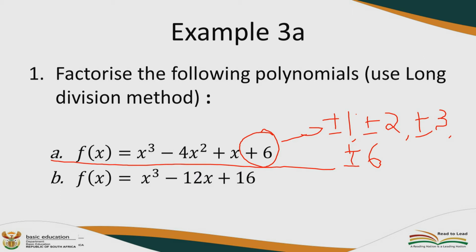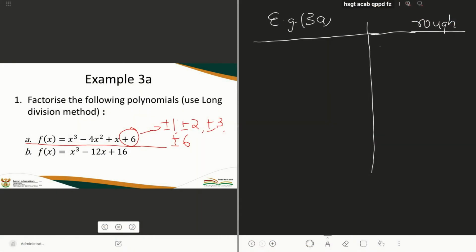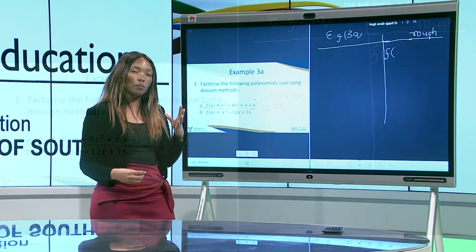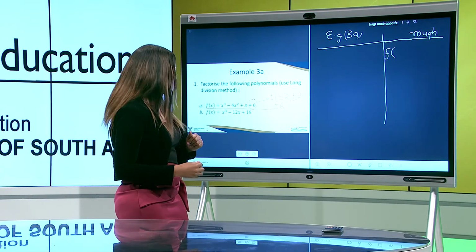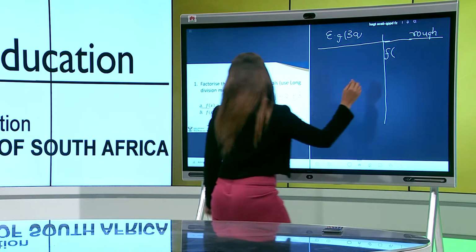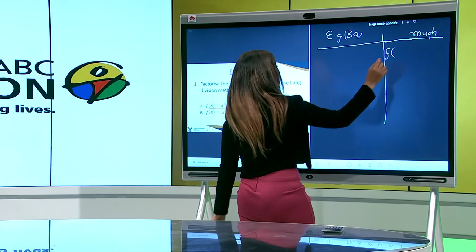Then what do I do with these factors? Simple. I'm going to use the trial and error method to test which one gives me the remainder of 0. When you get the remainder of 0, it means that particular value will serve as your factor of the polynomial. Now, let's try the positive one.